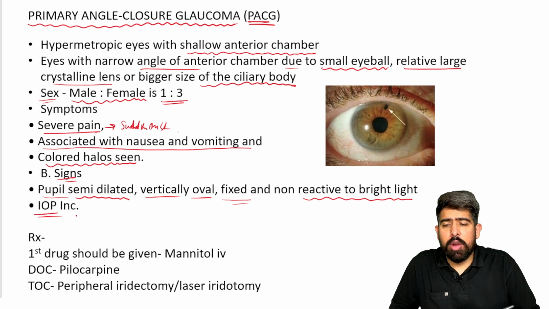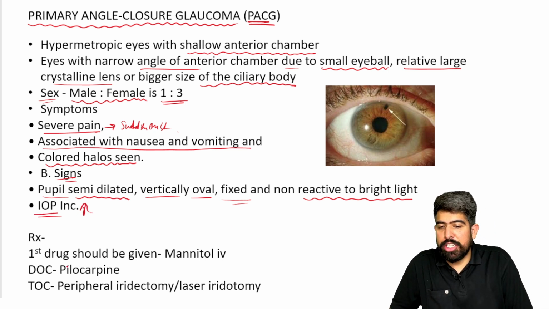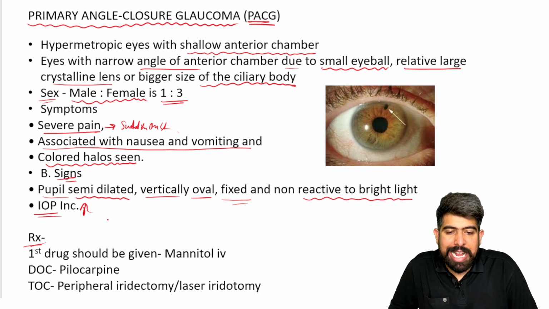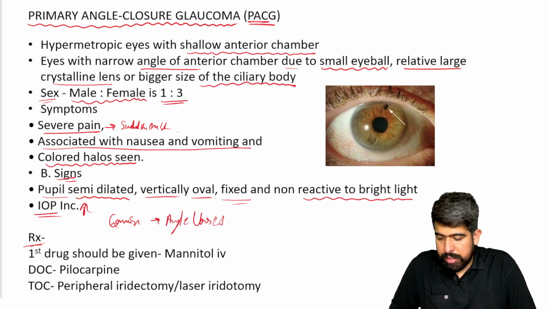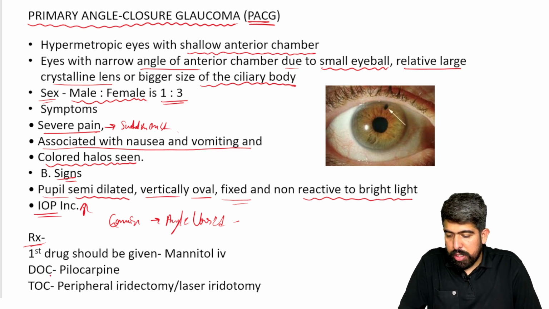Last is your intraocular pressure. Of course, the intraocular pressure will be increased in this condition. Talking about the investigation, we'll do gonioscopy. In gonioscopy, the angle will be closed, okay? The angle will be closed, and due to the closing of this angle, what will be seen?